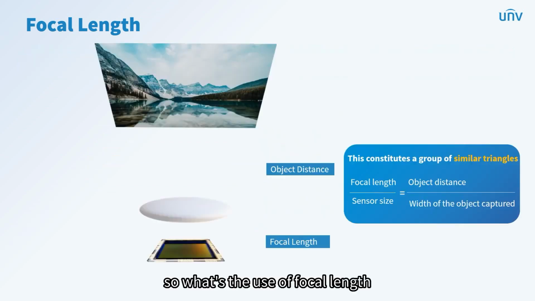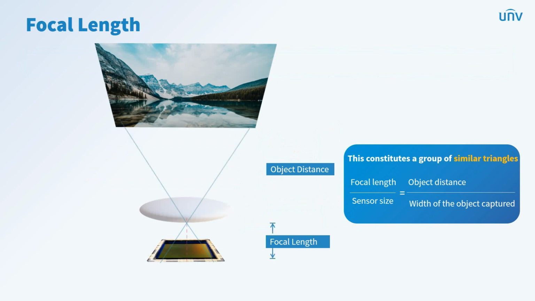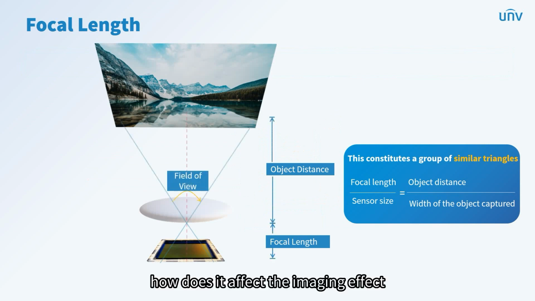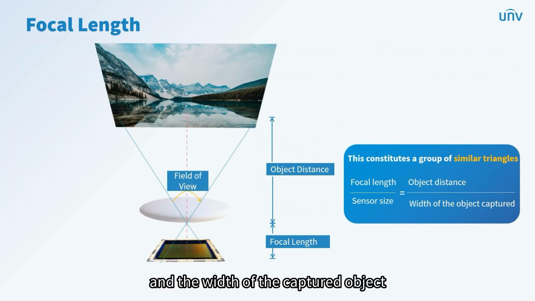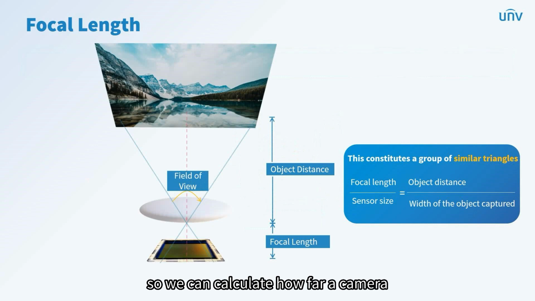So what's the use of focal length? How does it affect the imaging effect? According to the imaging principle of light, we can see that the focal length, the sensor size, the object distance, and the width of the captured object will form a group of similar triangles, so we can calculate how far a camera can see according to the focal length.